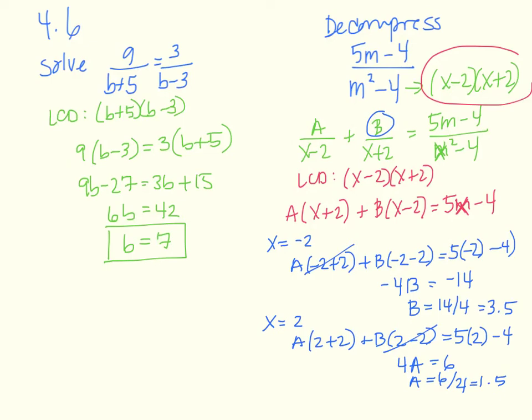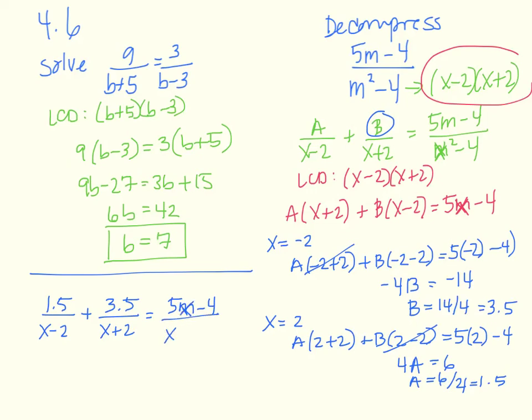So I'm going to have, over here, 1.5 over x minus 2 plus 3.5 over x plus 2 equals my original expression. Again, I generally will keep your answers in fractions, but if it's a fraction within a fraction like this, go ahead and make those into decimals.